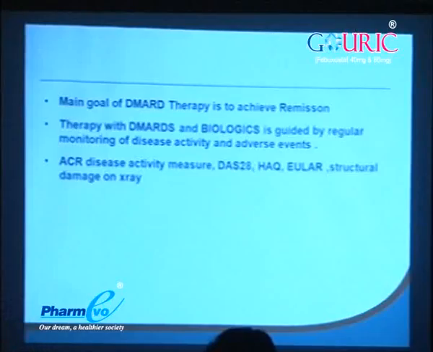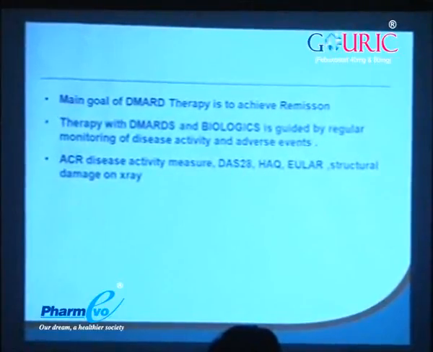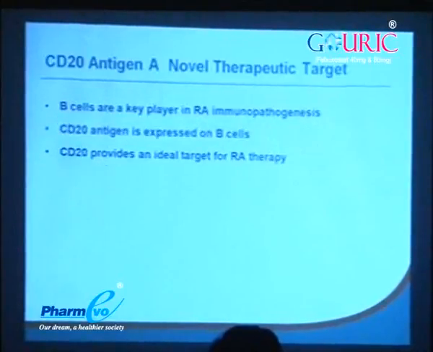the count, the disease activity score, DAS-28 or HAC or EULAR, their guidelines for assessing the patients who come to your clinic to assess whether they are active or they are in remission.